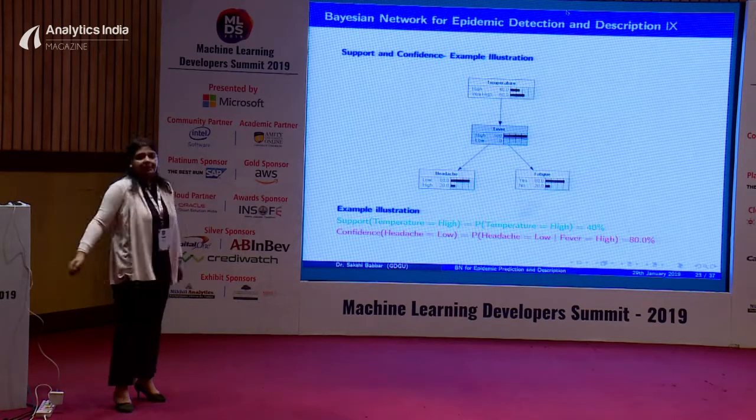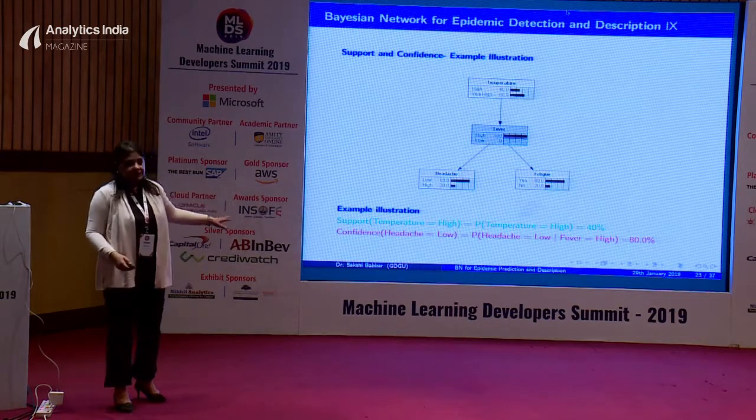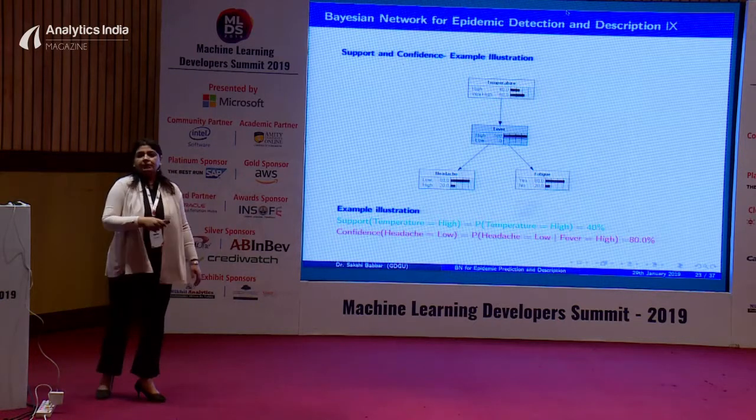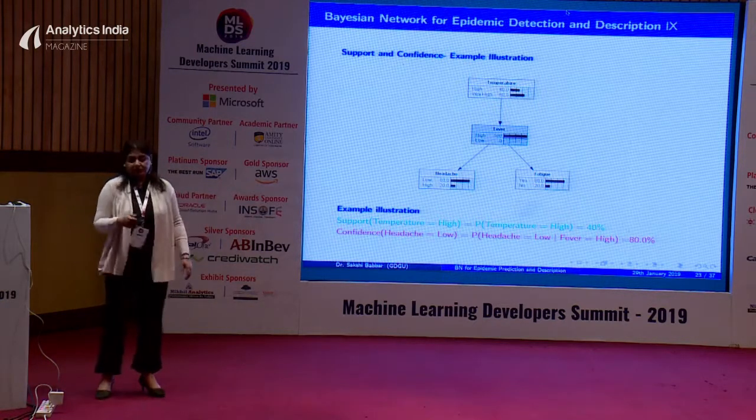And this is coming out to be 80%. So we have this confidence value for headache equal to low, based on the support which is given by the parent node, say, for example, temperature here.